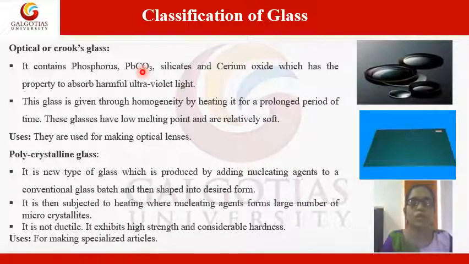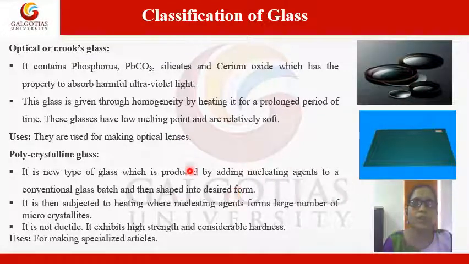Let us discuss other types of glasses. One is optical or Crookes glass. This glass contains phosphorus, lead carbonate, silicate and cerium oxide. This glass has the property to absorb harmful UV rays. This glass is also given homogeneity by heating it for a long time period. These glasses have a low melting point and are relatively soft in comparison to other glasses. What are the uses of this Crookes glass? This glass is used for making optical lenses.